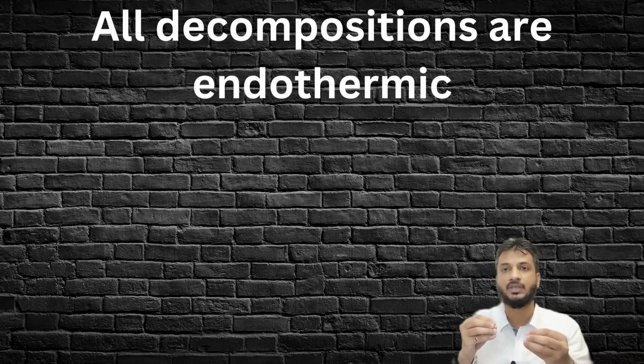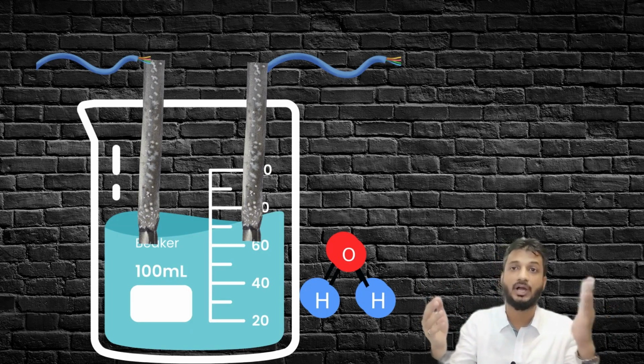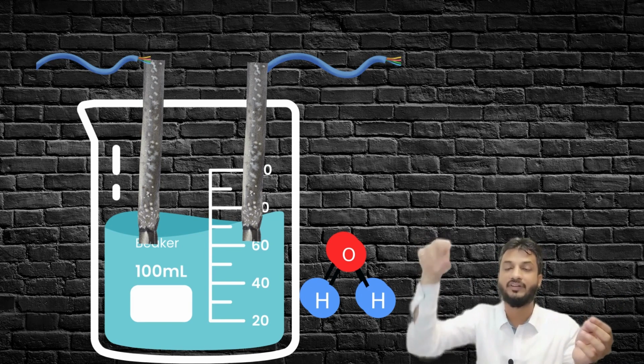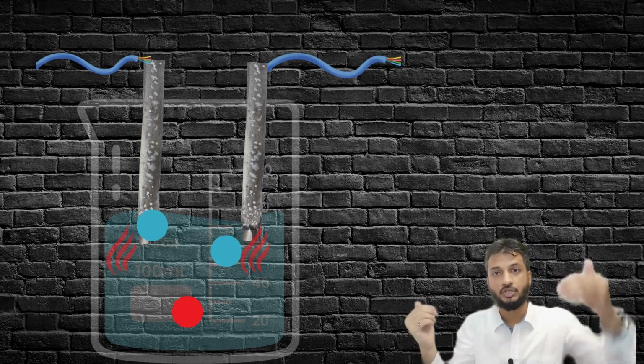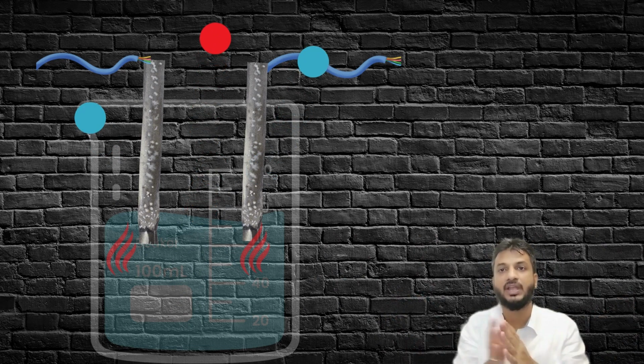Whenever we break down something, we have to give in energy. For example, if we have to break down water molecules into hydrogen and oxygen, we will have to take water in our apparatus and we have to pass electric current in it. So when we give energy of electricity, the water breaks down. So any breaking down reaction in chemistry, also called decomposition, is an endothermic reaction.